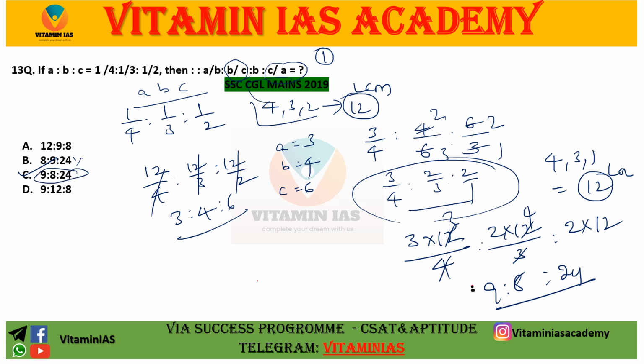And this is also time taking. That's why it is in mains. You can see, it is a 2019 mains question. For that you need to find the A, B, C values. If it is D, then you have to find D also.